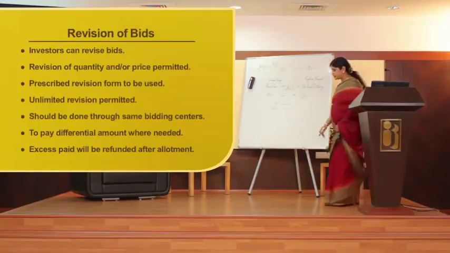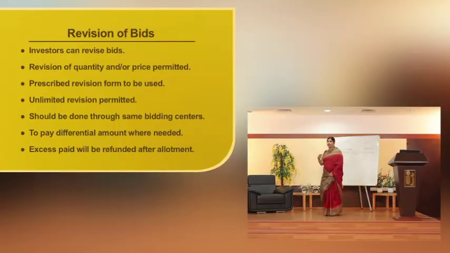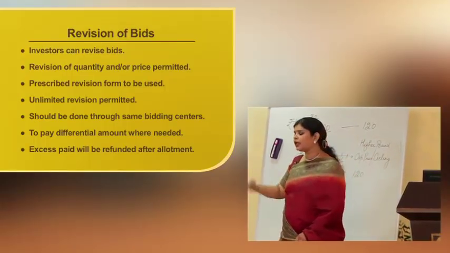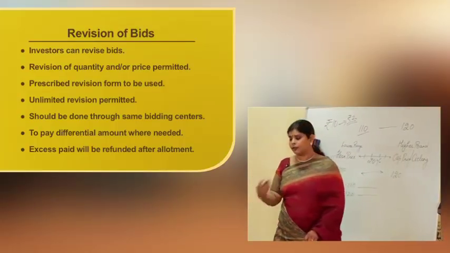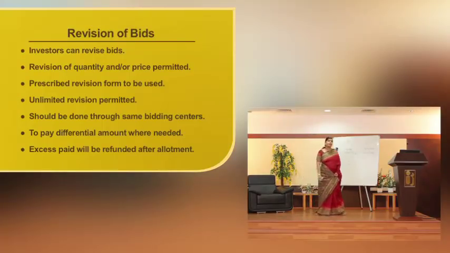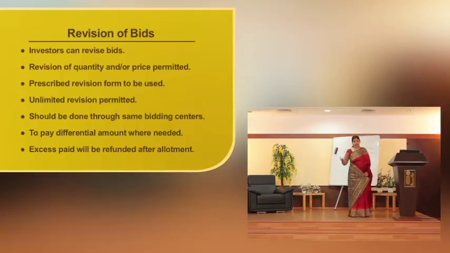Now, revision of bids. Yes, investors can definitely keep revising their bids. Let us say on day 1, I give my application at one particular level, and on another day I feel I have made a mistake by giving a lower level and I might not get the allotment, so let me revise my bid. So, he again goes to the bidding center and asks for a revision in his bid. The revision of quantity and price is permitted. So, they can either change the number of shares which they have applied for, or change the price at which they are bidding.